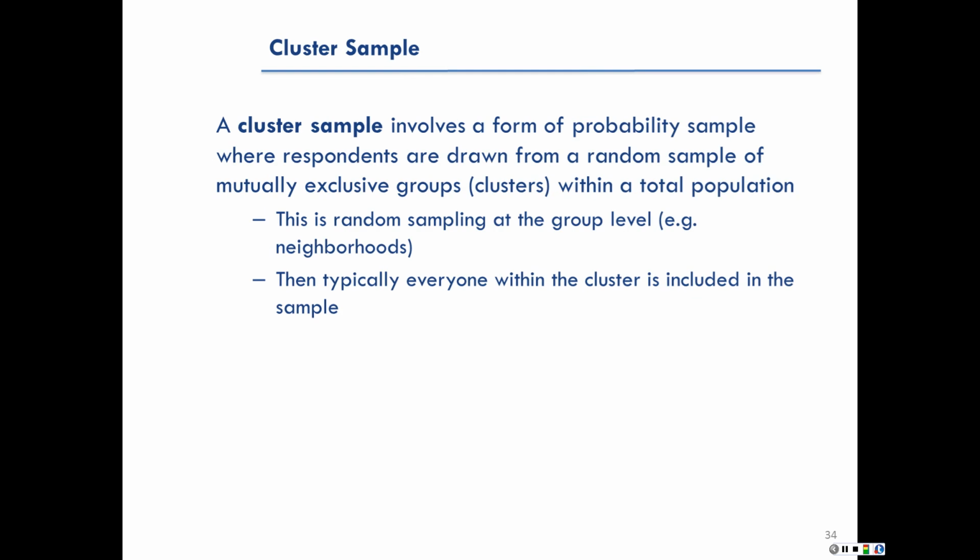A cluster sample involves a form of probability sample, but it's where the respondents are drawn from a random sample of mutually exclusive groups referred to as clusters within the total population. So this is really random sampling at the group level. For instance, neighborhoods. If you live in St. Louis, I don't know how many neighborhoods there are here, but say you randomly selected 10 neighborhoods out of however many there are. And then typically within the cluster, everyone would be included in the sample.